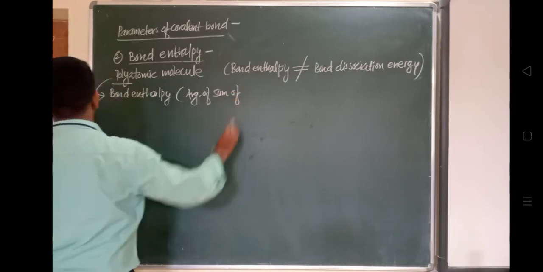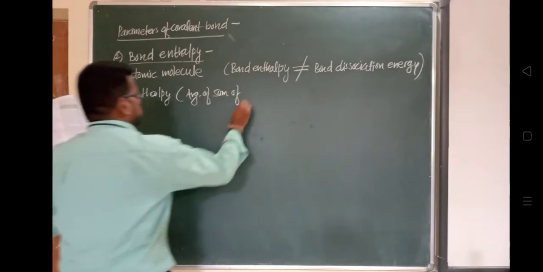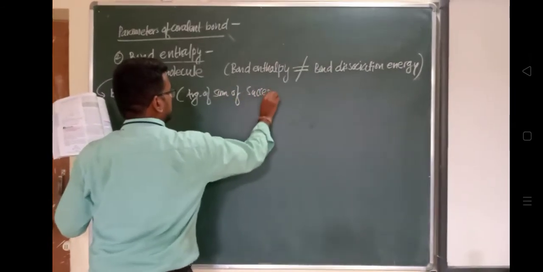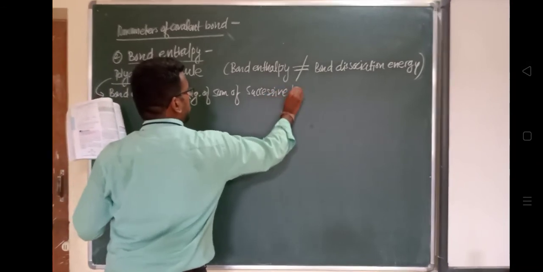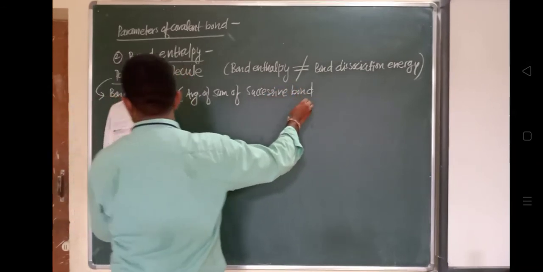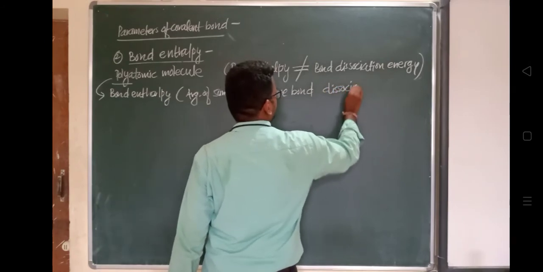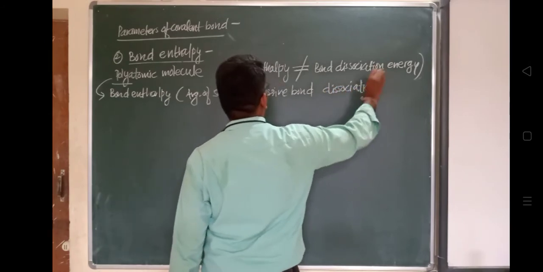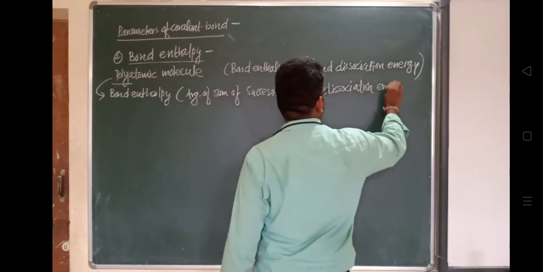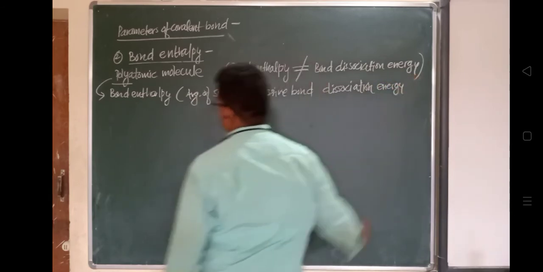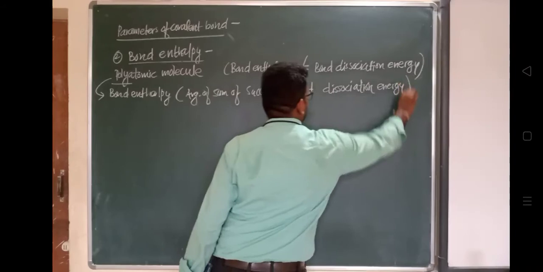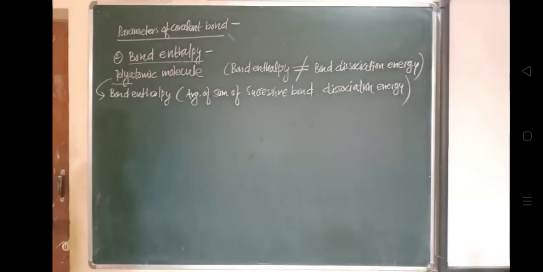Consider the example of dissociation of water, how the dissociation and breaking of bonds takes place. Dissociation of a water molecule. We know that water has two hydrogen atoms and one oxygen atom, and that's why it is termed a polyatomic molecule.